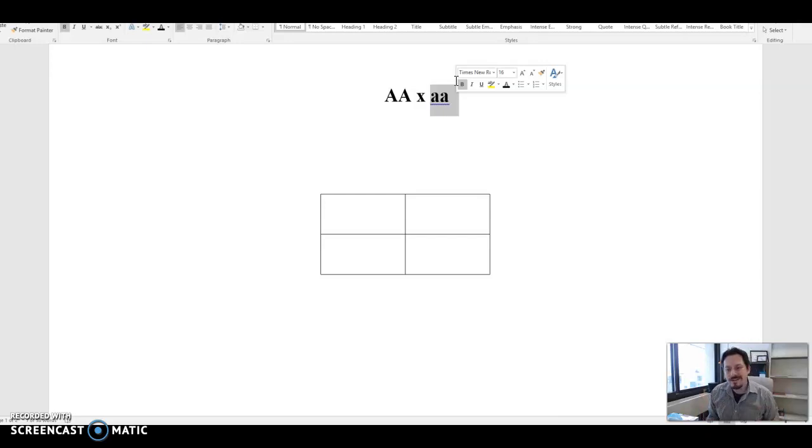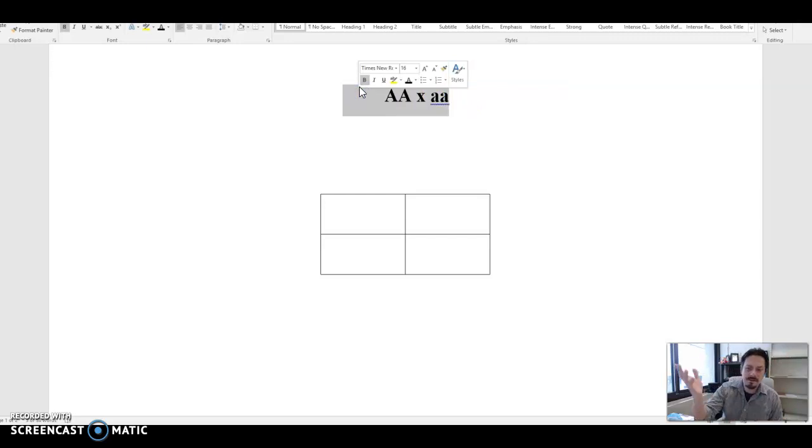So if I were to ask you, what is the genotype and the phenotypes of the offspring of these parents? One parent is big A, and the other parent is small a. What are the offspring of this cross, of these individuals? In order to do that, you have to make a Punnett Square.